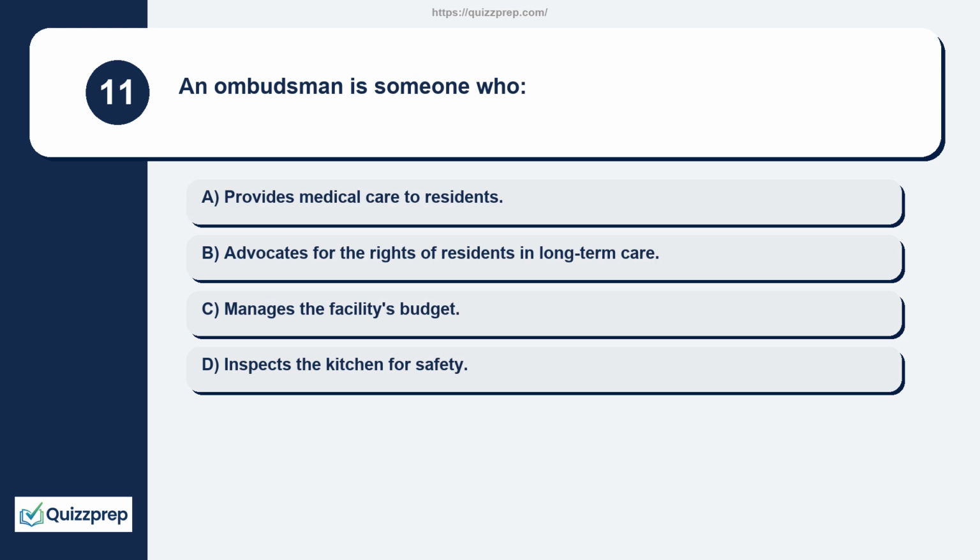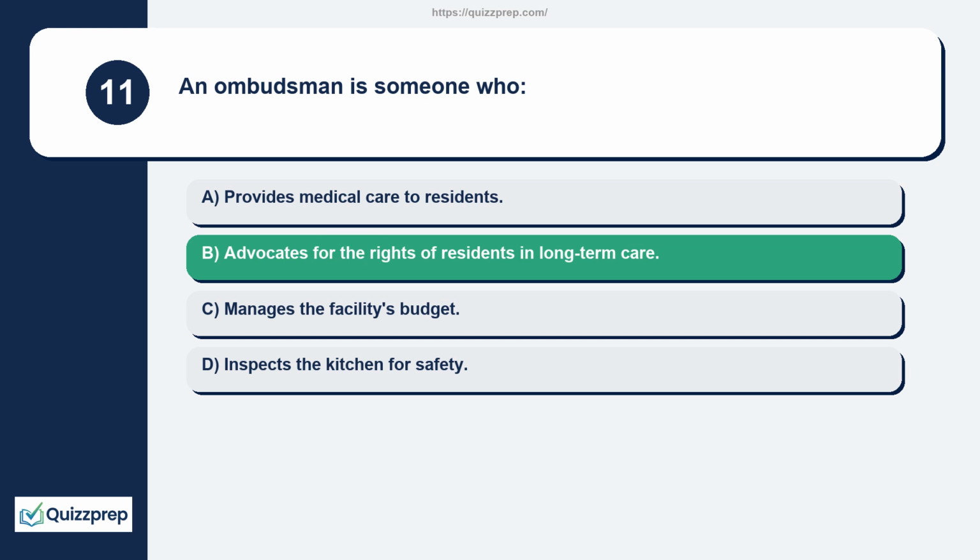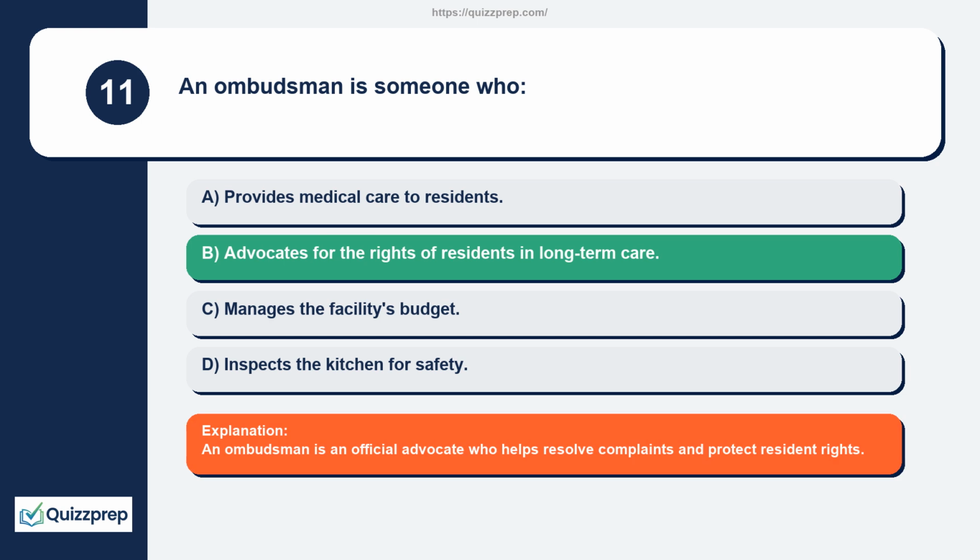Question 11. An ombudsman is someone who: provides medical care to residents, advocates for the rights of residents in long-term care, manages the facility's budget, inspects the kitchen for safety. An ombudsman is an official advocate who helps resolve complaints and protect resident rights.